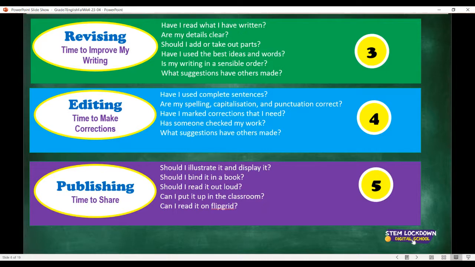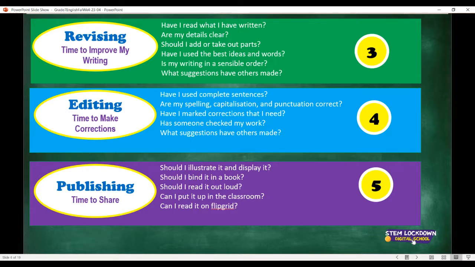And then you look at the suggestions that someone has made. So if someone looked at your rough work and they thought, okay, I like this and this, but this and this doesn't really go, you just bounce off the ideas, then you can see which suggestions you can actually use to improve your writing. And I hope I'm making sense, and I hope I'm not going too fast.